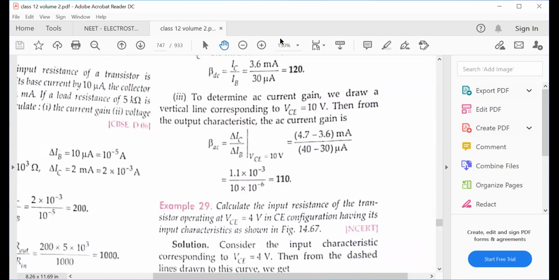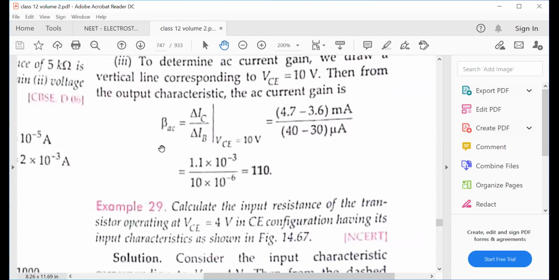Question number 29. Calculate the input resistance of the transistor operating at VCE equal to 4 volts in CE configuration, having its input characteristics as shown in figure 14.67. Let's see 14.67. One minute, I can't see it. So I'll draw the characteristics here.